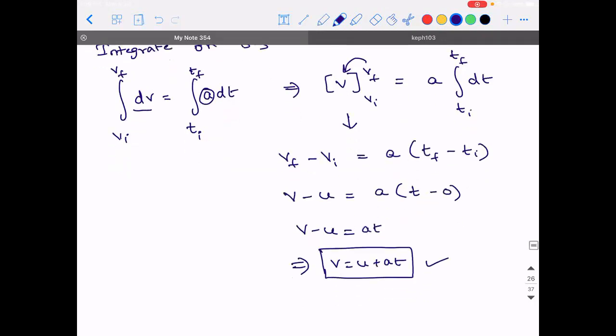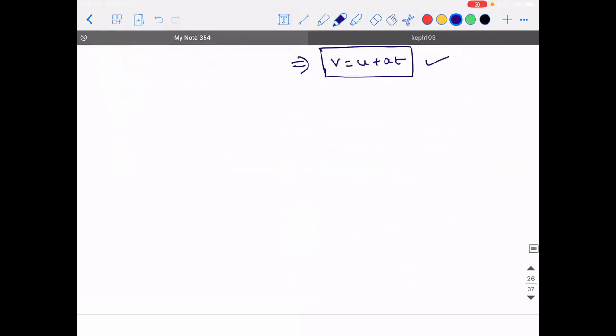This is a known quantity. Next, for the second equation of motion, what is the second equation of motion? S is equal to ut plus half at square, right?